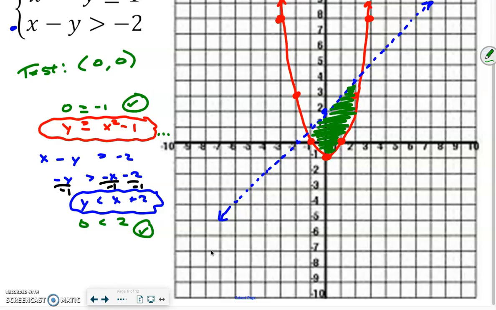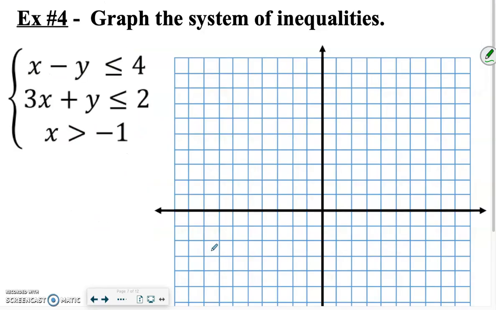So how would you describe that? Bounded, unbounded? That's bounded. Again, we're not going to infinity or anything like that, so this is the entirety.